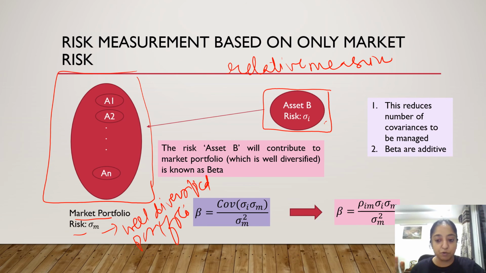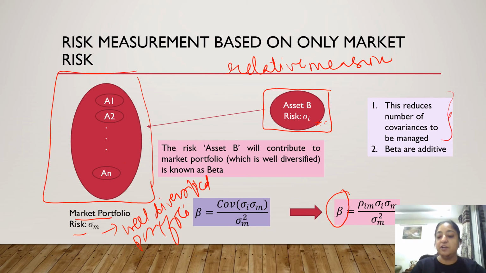That is one thing for sure. So how much the asset risk is going to vary with this portfolio is known as beta. Beta is the covariance between the security and the market divided by the variance of the market. We can also write it as correlation between security and market times standard deviation of the security times standard deviation of the market, divided by variance of the market.